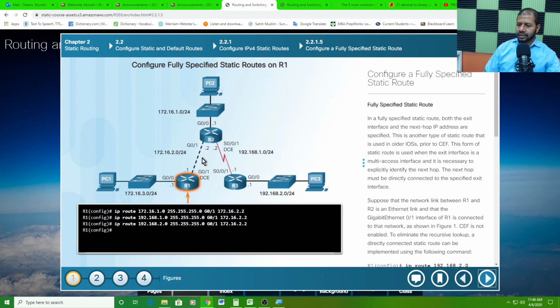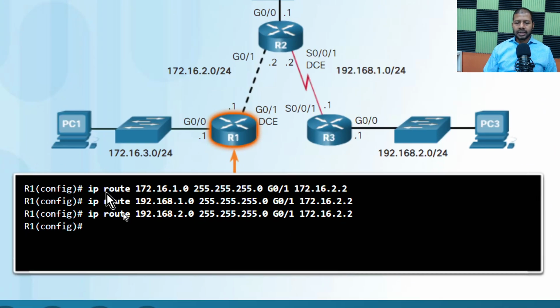I can do that. I can write both. Here's what I did. Again, I use the command IP route, then the destination network, the subnet mask. You understood that, the same thing. But now I'm saying go out. To go to that network, you have to go out via gigabit 0/1.